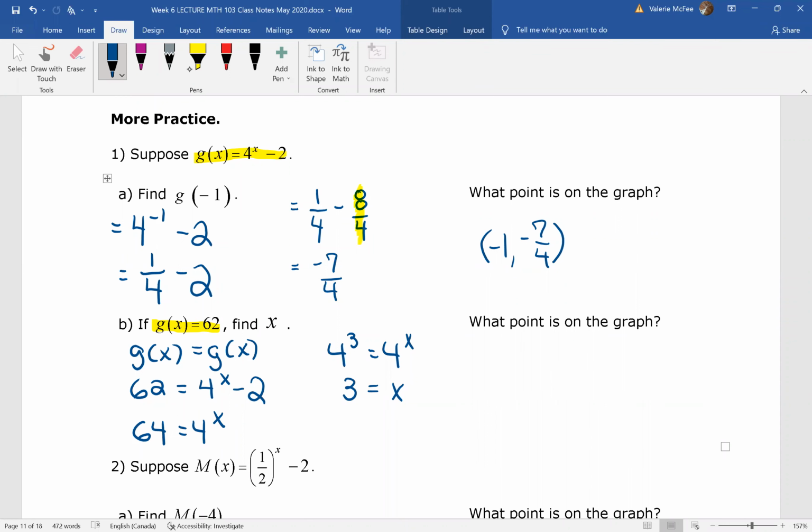When you simplified, you found that 4 to the power of x is 64, and we knew that 64 could be written as a power with base 4, and we found x equals 3. Our point on the graph then, x is 3, and the g of x, or y, is 62.